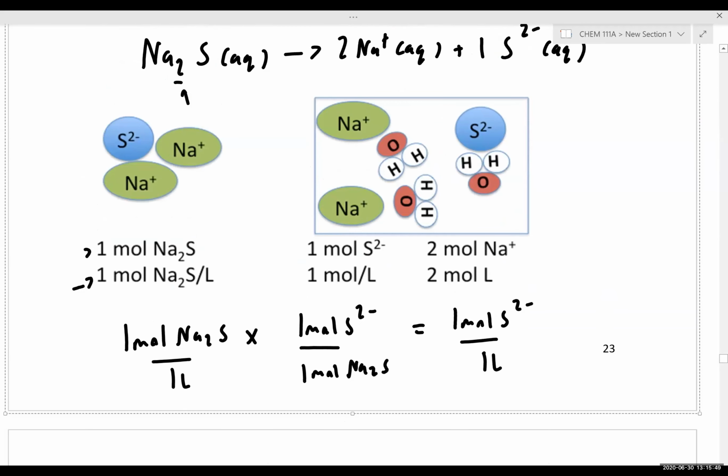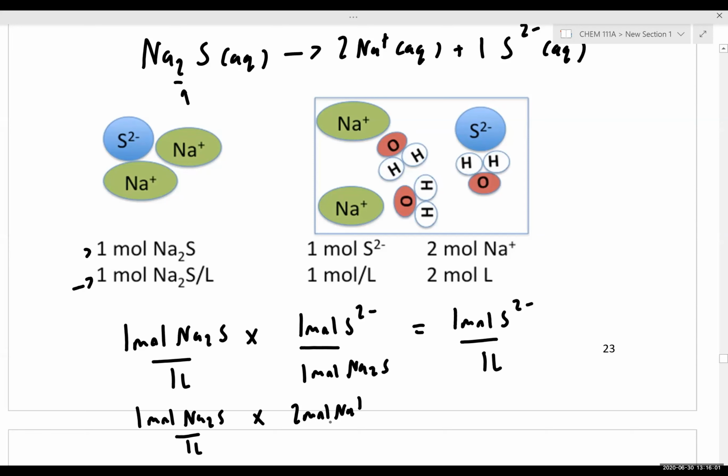Additionally, by the same logic, if we have 1 mole of sodium sulfide per liter, we know that we have 2 moles of sodium plus per 1 mole of sodium sulfide, which in turn gives us 2 moles of sodium plus per liter. So the concentration of your ions is different from the concentration of your ionic compound, and it's based on the number of ions per mole of ionic compound. Does this idea make sense to everyone so far?